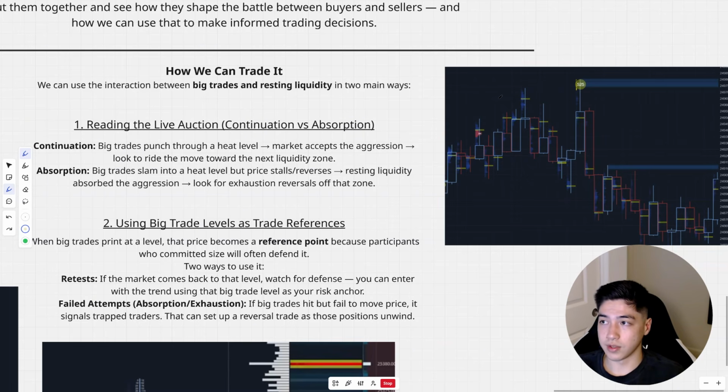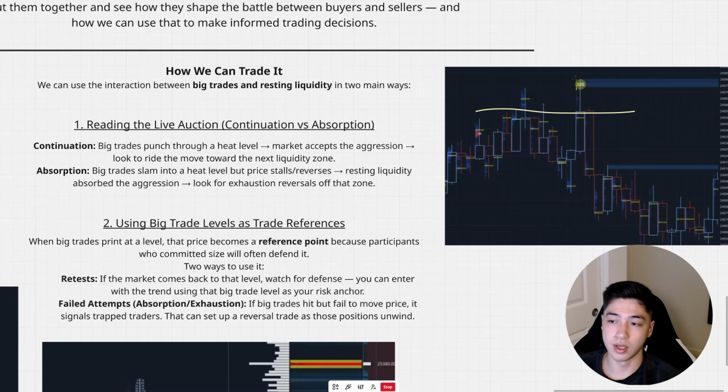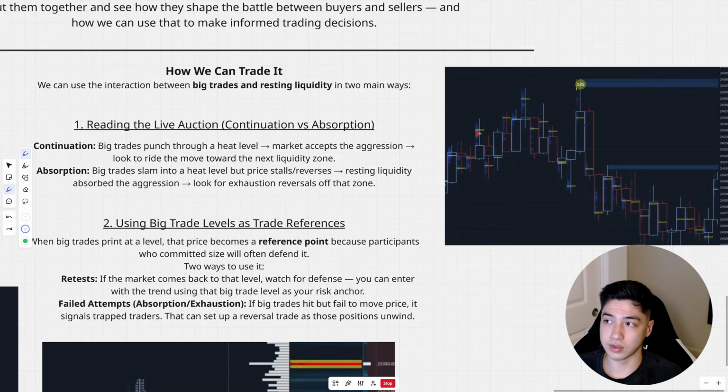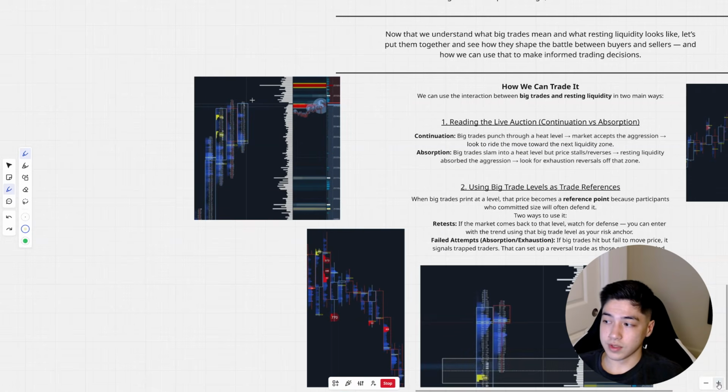So if, let's say, this was our high and big trades come in and hit this level, but they fail to continue to push price higher, then it can be a signal for trap traders, and that can set up a reversal trade as those positions unwind and then start to come lower. We'll take a deeper look at some of these examples here.